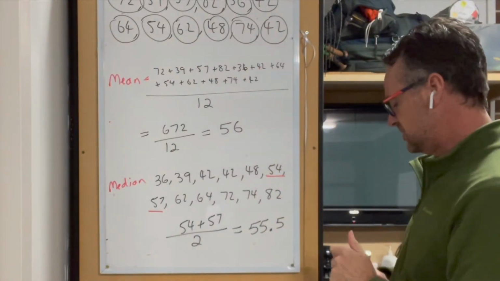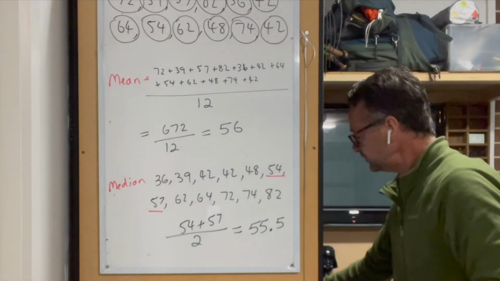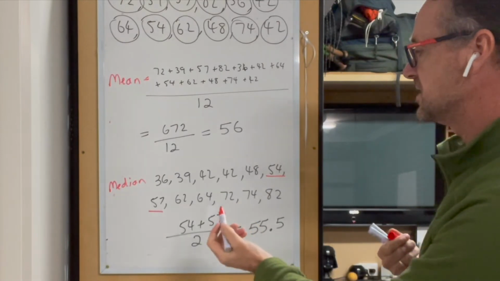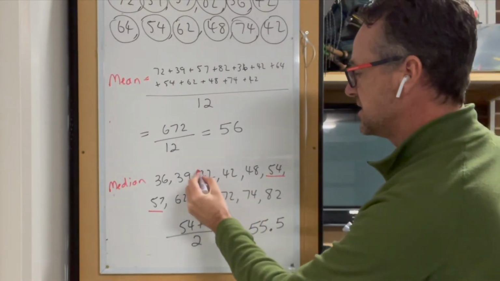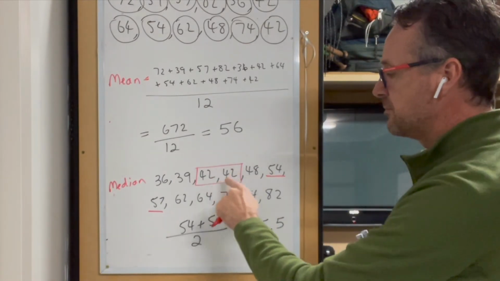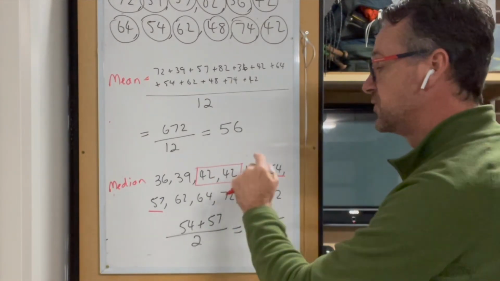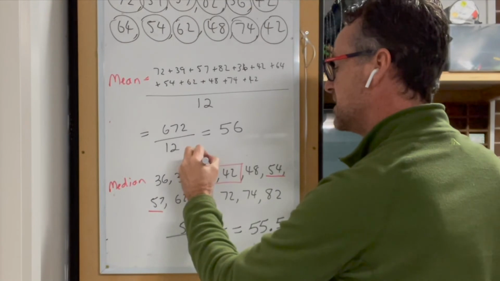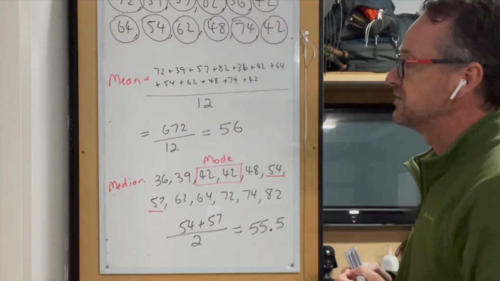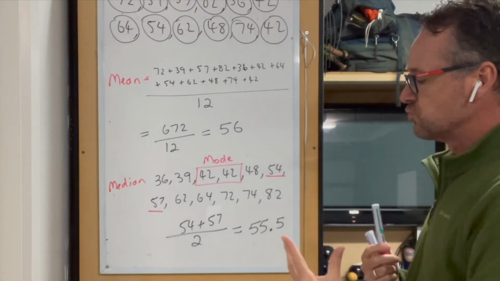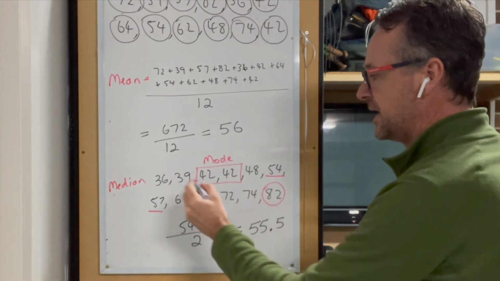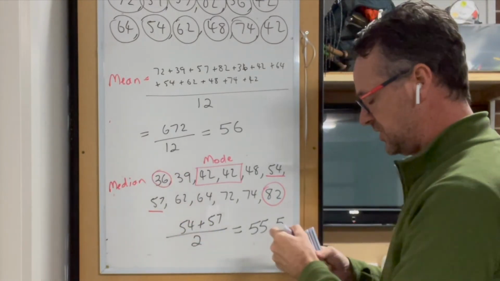So let's go now to the mode. We can look at this set of data and see that only one number actually appears more than once, and that's 42. So the mode is 42 for this particular set of data. And then if we wanted to do the range, it would be the largest number, 82, and we'd need to take away the smallest number, which is 36.